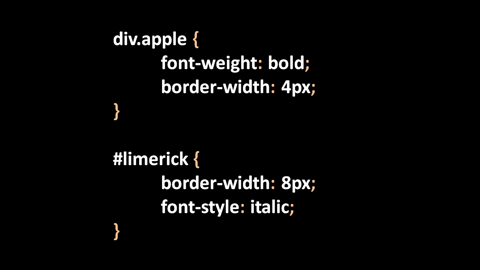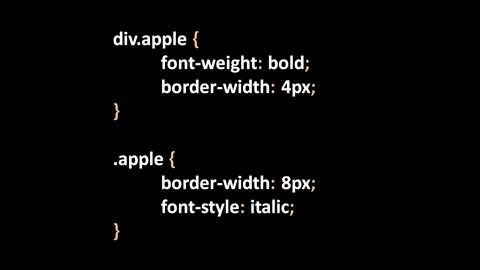So going by our rule, the first criteria is which of these two rules has more IDs? And the answer is that, well, only the second one, the number sign limerick, that's the only one that has an ID specified in the selector. So that's the one here that's going to take precedence.